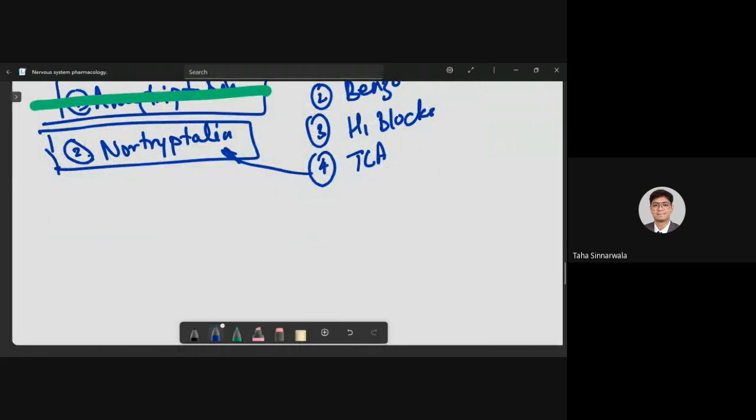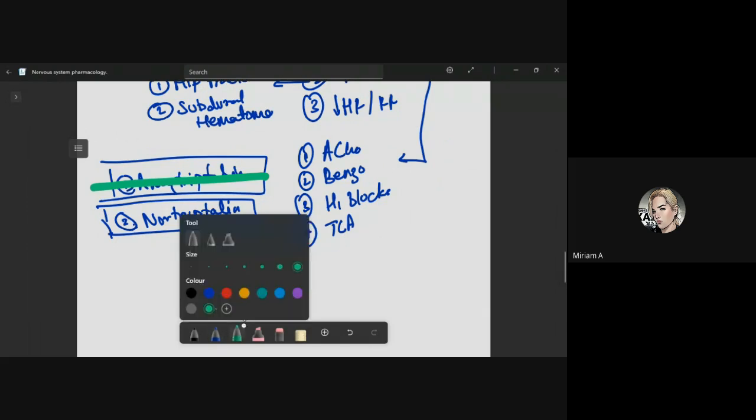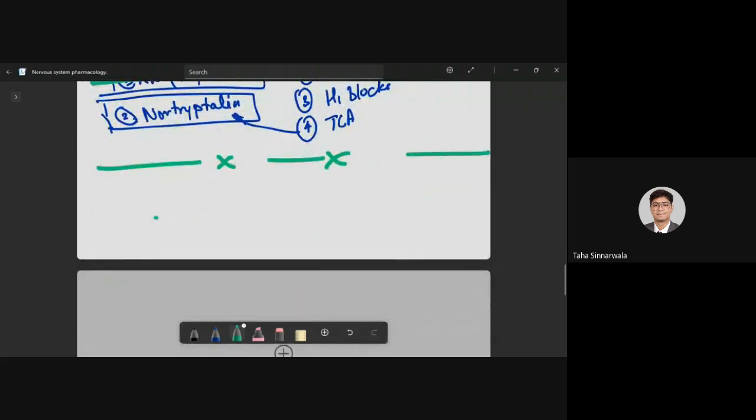Okay, any questions until now? For elderly, we can say 60 years and above. I would say more than 65. Okay, thank you. The next medication we want to talk about, very easy medication, is ethosuximide.